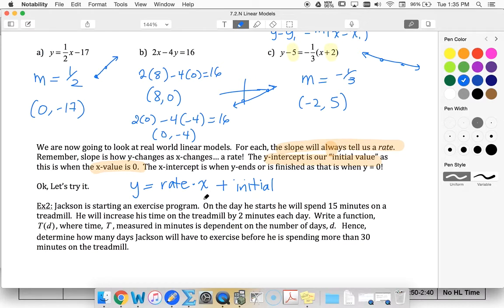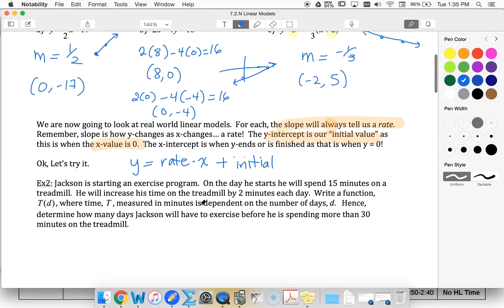Now, normally with real world situations, we're not going to use y and x. We're going to use the independent variable and the dependent variable, and normally we're going to write it as a function because our dependent variable is a function of the independent variable. So let's try it with this example too.